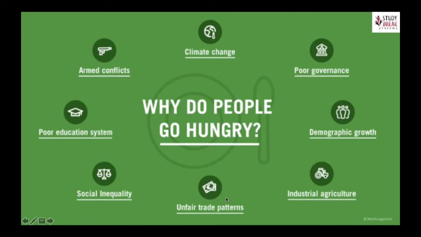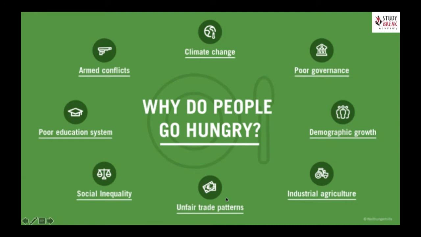Why do people go hungry? There are many problems. There are armed conflicts across the world, so you can understand the difference between a person who lives in the United States and a person who lives in Syria. Climate change is a major issue because there are many crops, food items, and nutrients that people cannot obtain because of climate change.